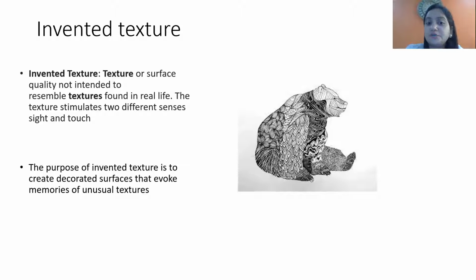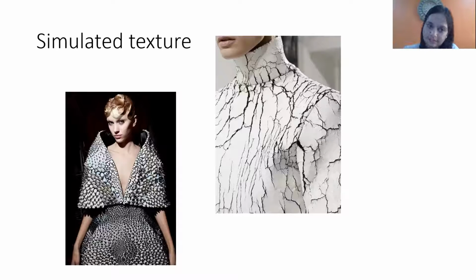So the texture simulates two different senses, sight and touch. By seeing you can see it is a bear, by touching you can't, right? The purpose of the invented texture is to create a decorated surface that evokes memories of unusual textures. By seeing this picture, you can easily recognize that it is a bear, but the skin is completely different. The texture is completely different. So the invented textures are not found in real life. It is completely created. This image is the example of simulated texture. Simulated textures are the imitation of the real one.